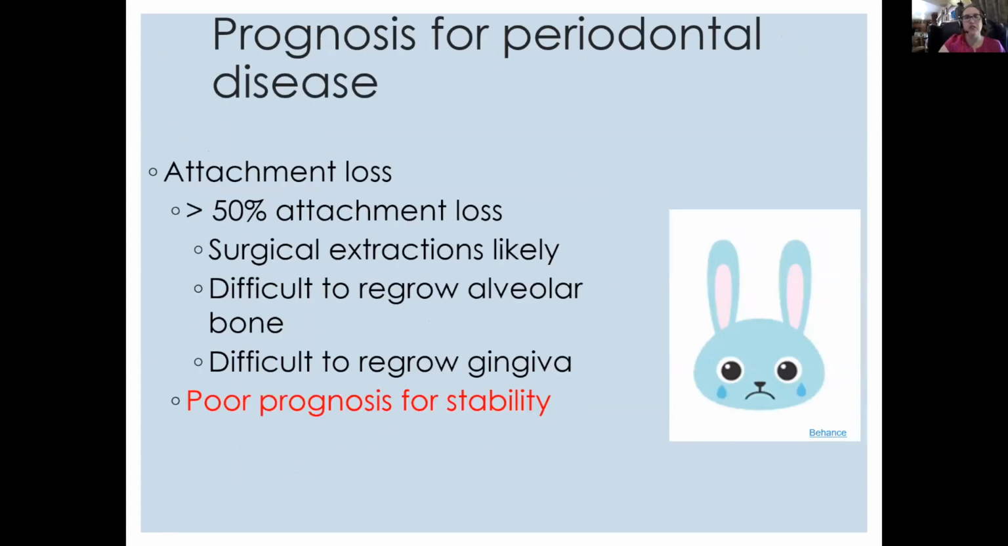If you have greater than 50% attachment loss, extractions are likely. It's going to be difficult to regrow that alveolar bone, and it's difficult to regrow gingiva. Mother Nature likes to grow bone from side to side. She doesn't like to grow it up. So you might fill in some of the defects this way, but the chances of actually growing the bone from the root of the tooth back up to the crown of the tooth is going to be pretty unlikely. So these usually have a fairly poor prognosis for stability.